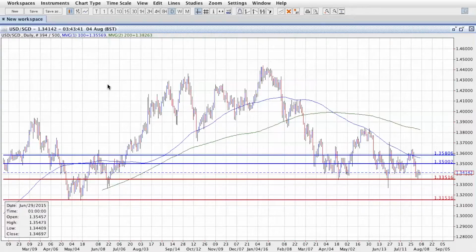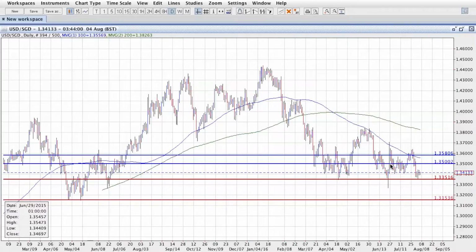Today I'll be looking at the US dollar against the Singapore dollar. I'll be having a quick recap on this currency since we last looked at it, and I'll also be trying to identify the key technical levels as we head into the all-important non-farm payrolls tomorrow.